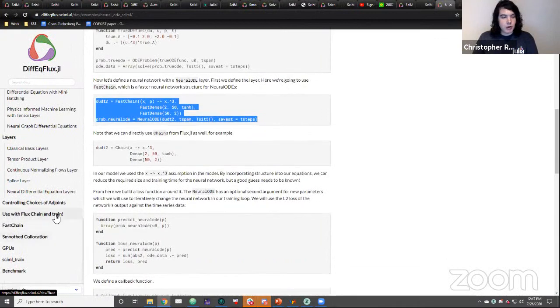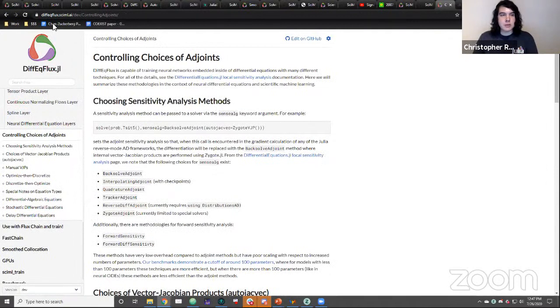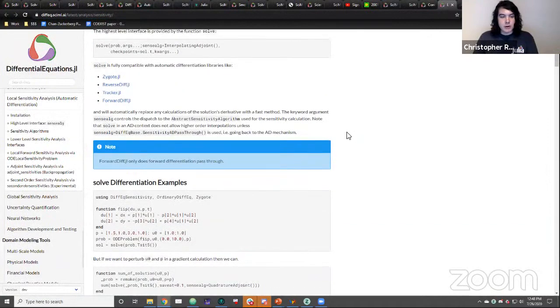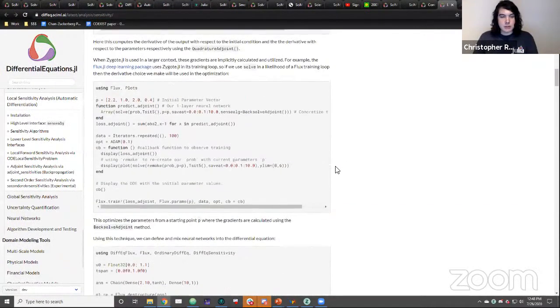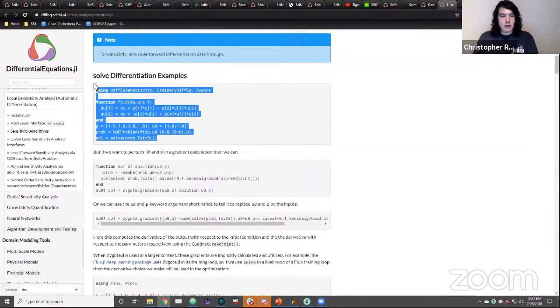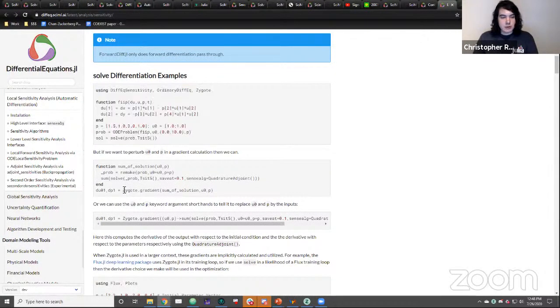If you want to read up more on this gradient calculation, you'll want to look at the page on controlling the choices of adjoints, in diffeqflux.sciml.ai. DifferentialEquations.jl has a very extensive system for doing adjoint sensitivity analysis. If you have a solve, and then you do Zygote.gradient over it, or Tracker.gradient, or ReverseDiff.gradient, with all of these different machine learning or differentiation libraries, it'll take control of what the actual calculation is and utilize what it calls a sensealg to compute the derivatives that the automatic differentiation library is asking for.